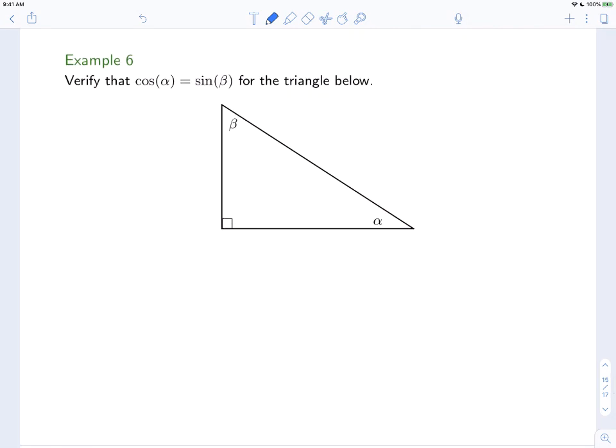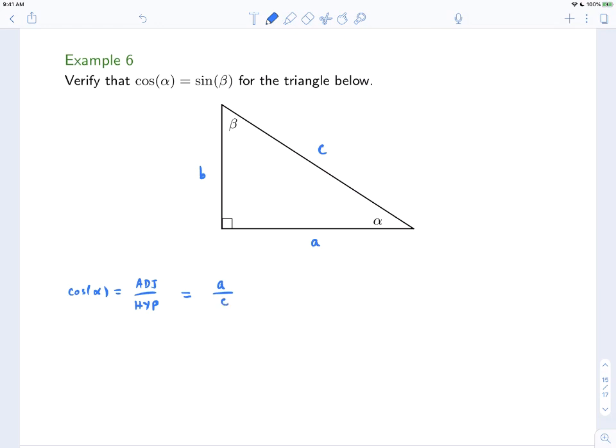It's easy enough to verify this just by using the definitions. Here we have a triangle where the two acute angles are alpha and beta, and we want to show that cosine of alpha is sine of beta. Cosine of alpha, we know, is equal to the adjacent side over the hypotenuse. Well, let's give some names to the sides of this triangle. So let's call them A, B, and C. With these labels, the adjacent side, at least adjacent to the angle alpha, is A. So this is A over the hypotenuse, which is C.